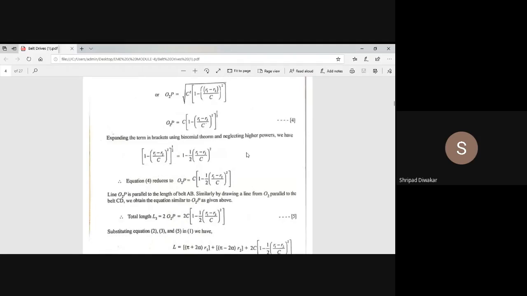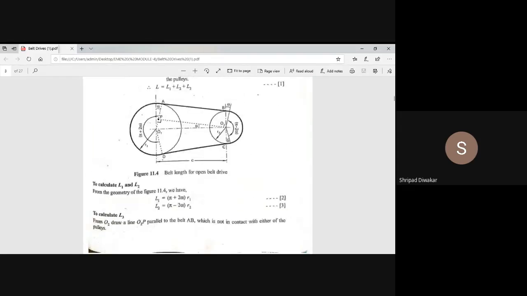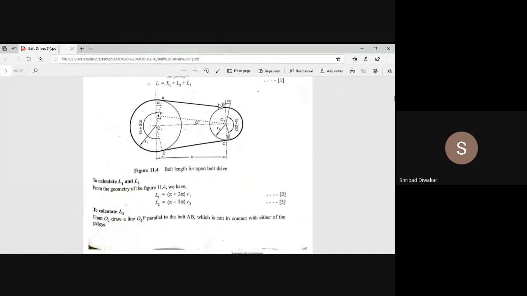What is O2P? It is the length which is not in contact with either of the pulleys. Here O2P is exactly equal to your AB, which means we found out the length AB on one side. What is the equation we are getting? The equation is O2P equals C into 1 minus half into (R1 minus R2 divided by C) whole square.